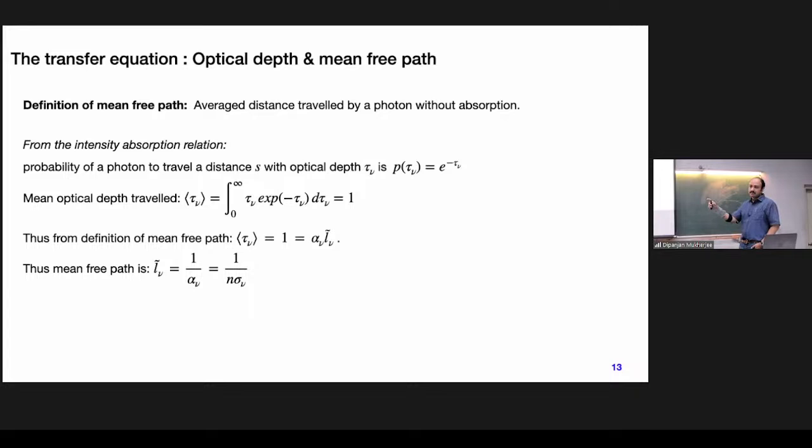So, as I said, when optical depth becomes 1, then the absorption becomes significant. So mean tau equals 1 equals alpha L bar. So the mean free path is 1 by alpha, which is 1 by N sigma. You come at it from the point of view of the kinetic theory of gases. What is the mean cross section? What is the mean path between two absorbers? You also arrive at the same point. Sigma is the area, and N is the number density per unit volume. So the length is 1 by N sigma.